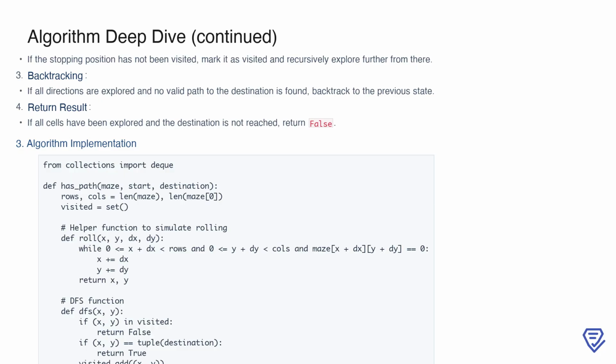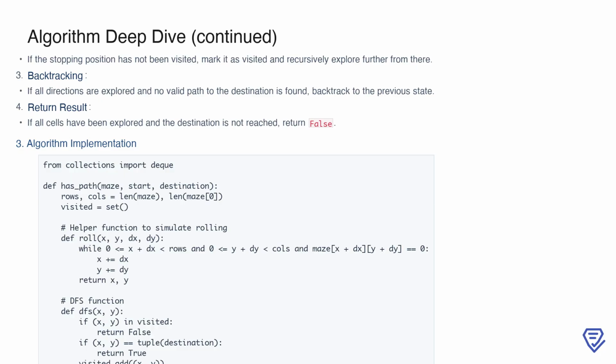If no valid path is found from the current position, we backtrack to the previous state and continue testing other directions. Once all possible cells have been explored, we return false if the destination remains unreachable. This systematic exploration ensures that all paths are checked. The implementation begins with a helper function to simulate the rolling of the ball.